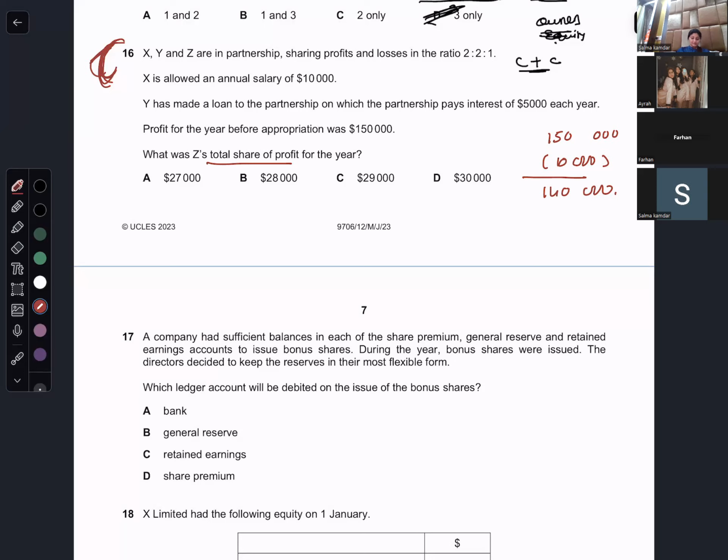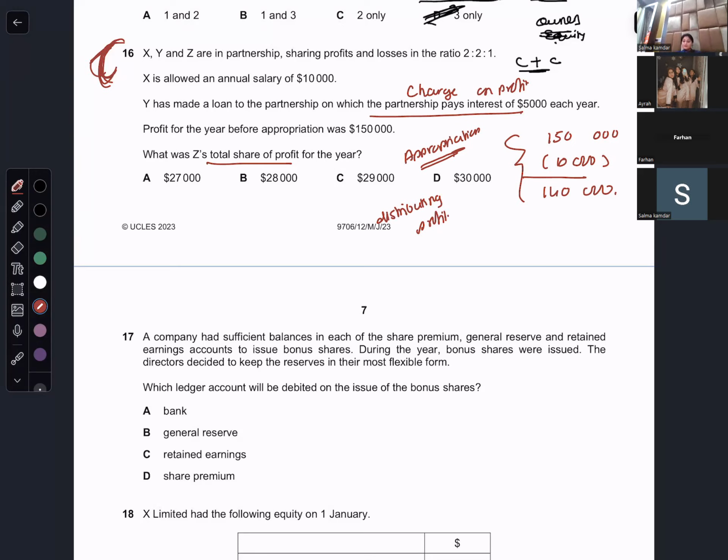Is he correct? No, interest on loan you won't put. Interest on loan is a charge on profits. It is not appropriation of profits. Here we are only doing appropriation of profits. When I say we are doing appropriation of profits, it means that we are distributing profits amongst partners. If you're distributing profits amongst partners, that means interest on loan will not be deducted.